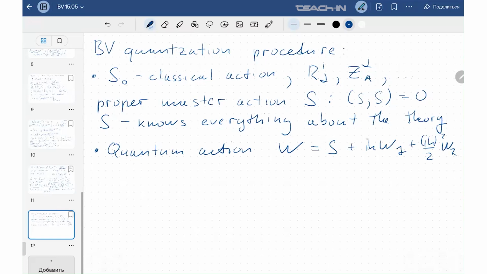These corrections take into account, I'll comment on this, the fact that in general, the measure in the path integral is not invariant under BRST transformation. And to cure this, one adds these corrections W. Let me remind you, by the way, I'm afraid I made a typo or mistake.